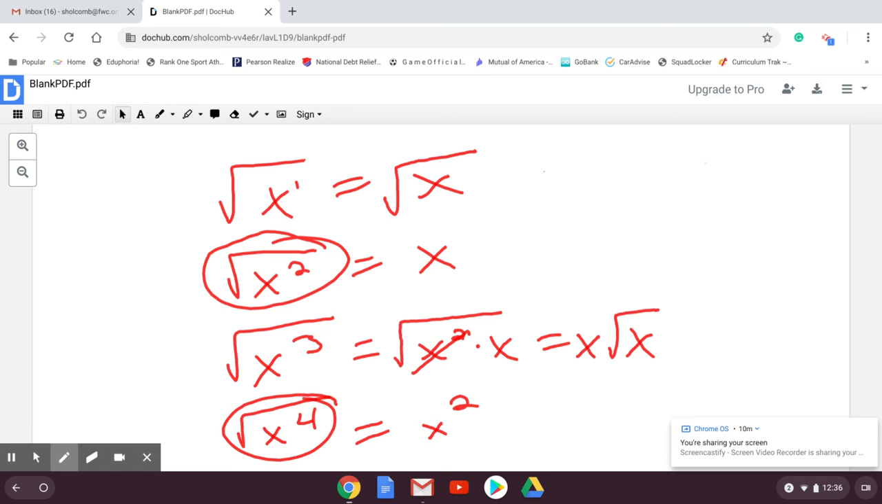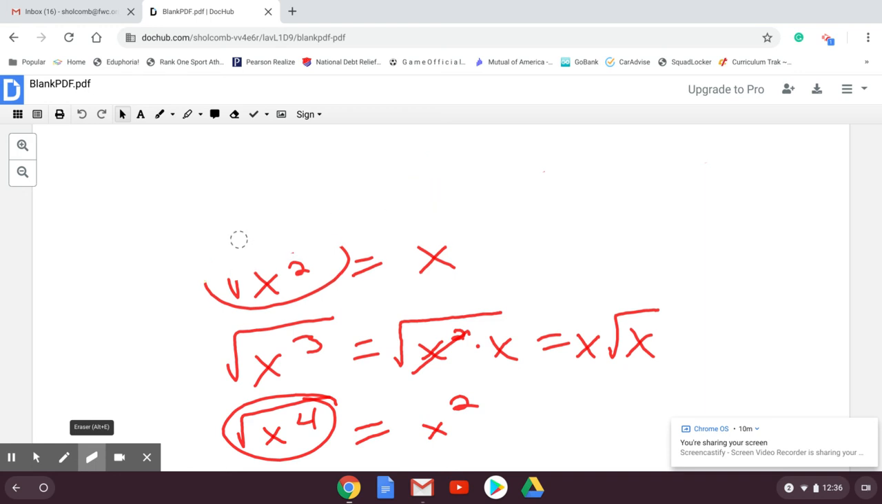So there's kind of a rule that this leads to. The rule is this: whenever you get the square root of a variable with exponents, divide the exponent by 2. And if it's not an even number, there'll be one variable left in the radical.